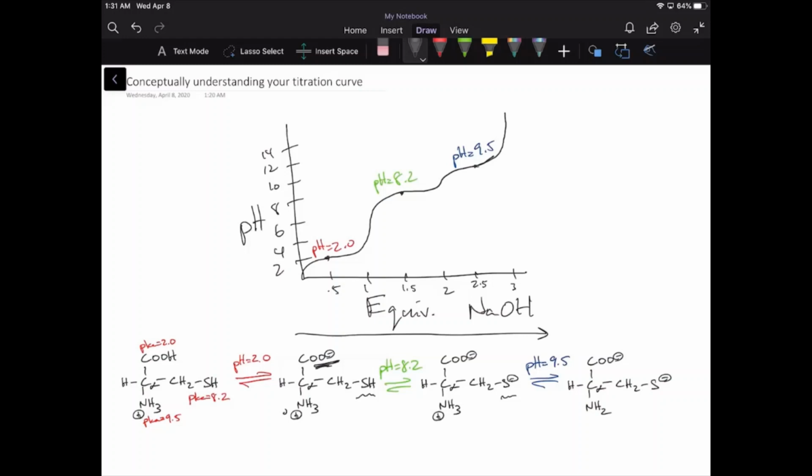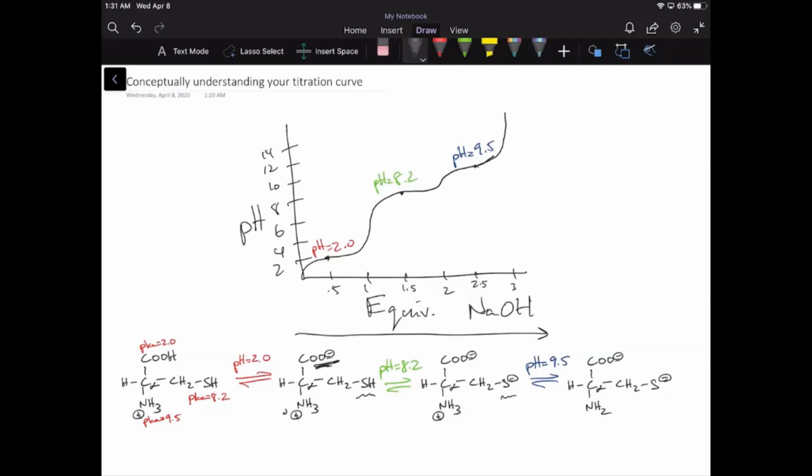We said that the idea behind a perfect buffer is that it has a 1-to-1 ratio of your weak acid to conjugate base. So no matter if I add strong acid or strong base, it'll be able to resist changes to your pH. So if I was going to tell you where you would find that on your titration curve, think about it like this.